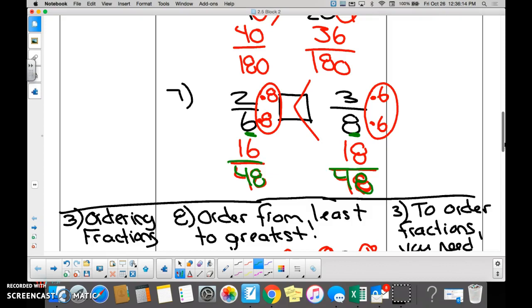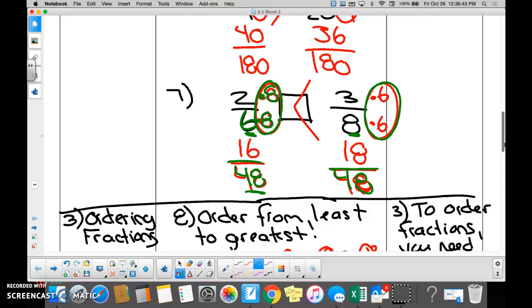We drew our lines. And then after we found a common denominator, we make what? Bubbles. Everyone said bubbles, right? So we made our bubbles. And then we needed to figure out how we got from this number 6 to 48. You all said you multiply by 8. So we're going to put an 8 in the bubble. And if you do that to the bottom, you also do that to the top. Understand?